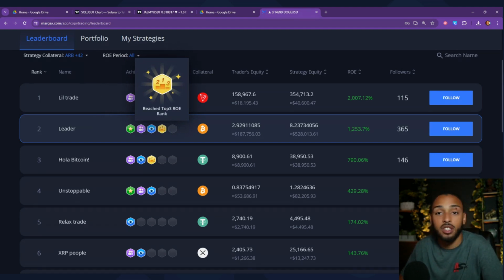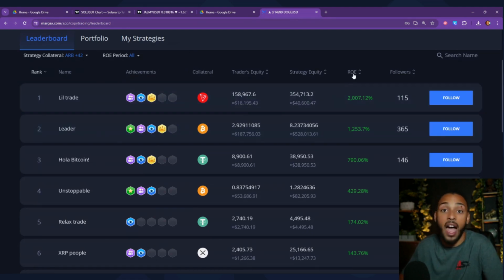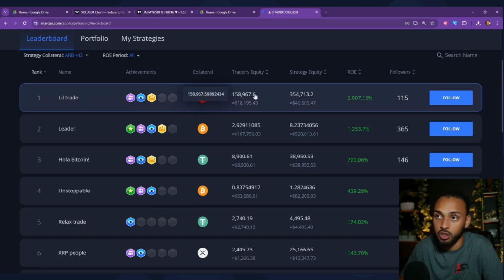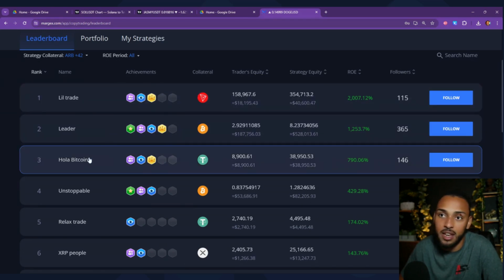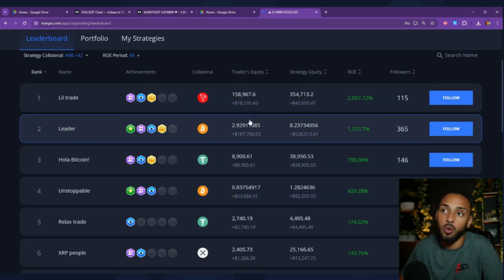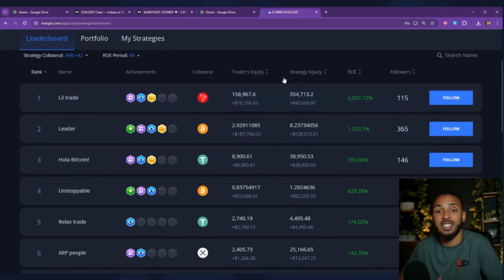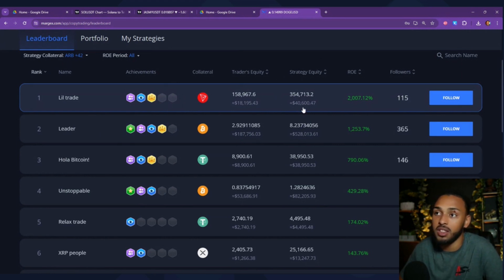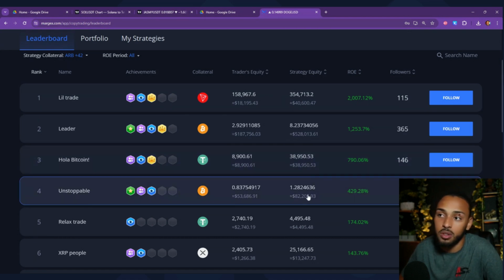And ROE is basically just the return that they've had, so the amount of gains that they've seen with this strategy. Now, the trader's equity portion right here shows the exact amount of equity that the trader himself has in that position or in that strategy. So Lil Trade is 18,000, Leader has 187,000, Ola Bitcoin has 8.9K, Unstoppable has 53K, and so on and so forth. Now going forward, you can see the strategy equity, so the amount of money that's invested into that strategy. So 40,000 in this one, 528,000 in this one, 38,000 in this one, and 82,000 in this one.